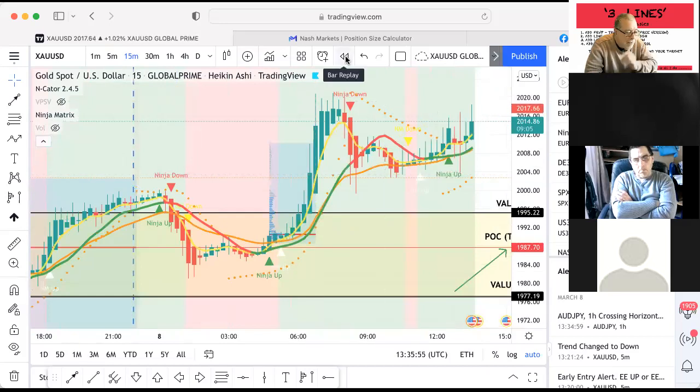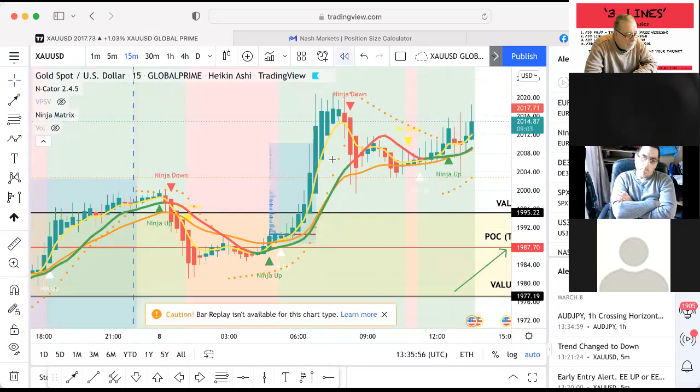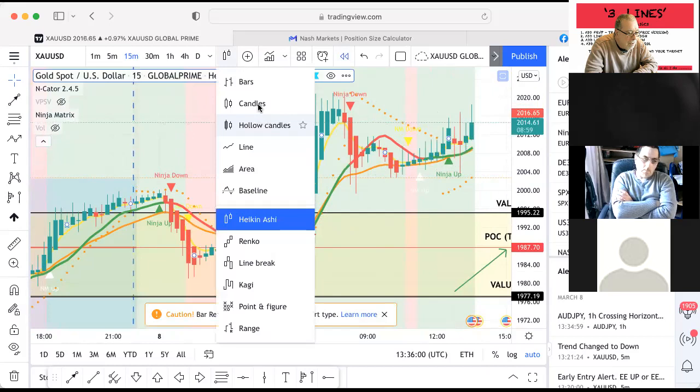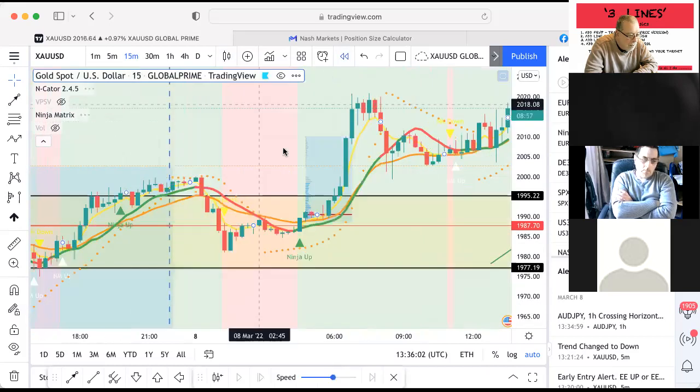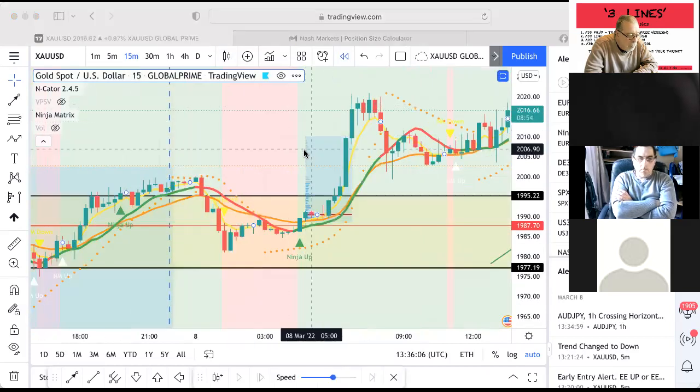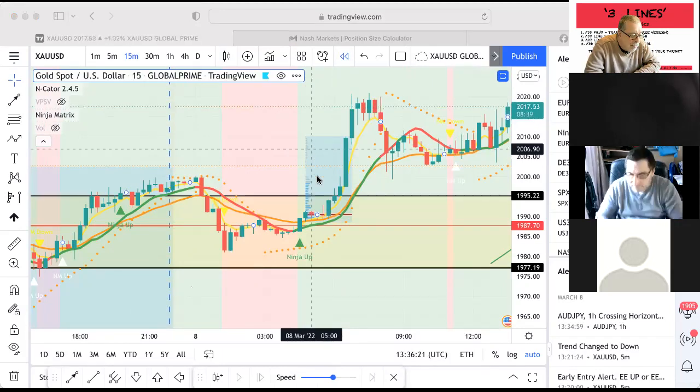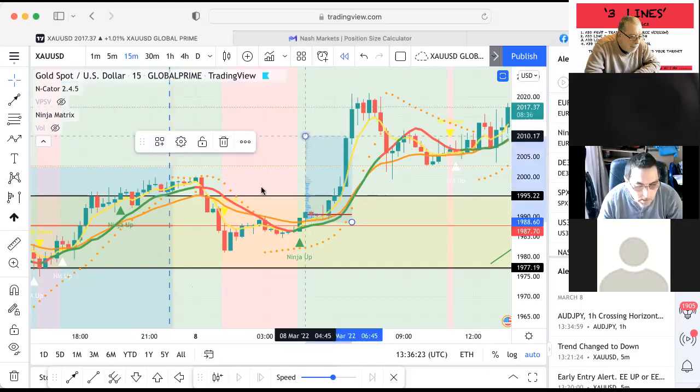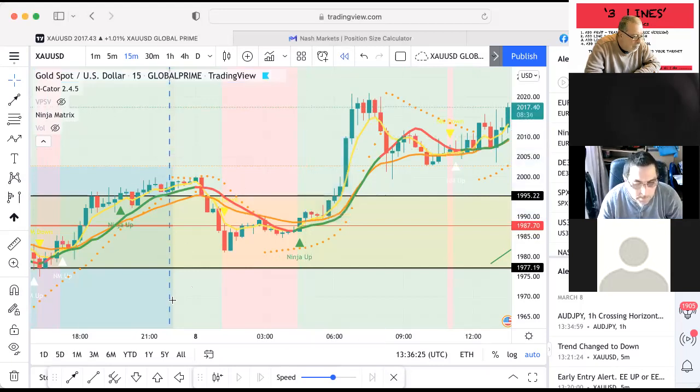Let me just show you something else. I'll take that Heikin Ashi candles off. So there's the volume profile. All right, okay. Did you see what happened there? When I took the Heikin Ashis off, the start of the trend upwards shifted. So we'll ditch that one and we'll start again.